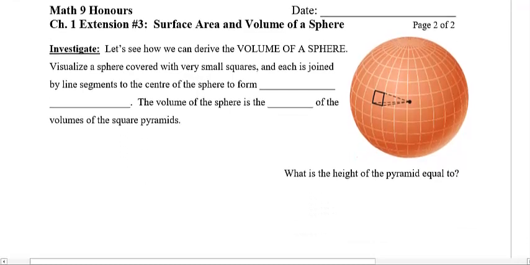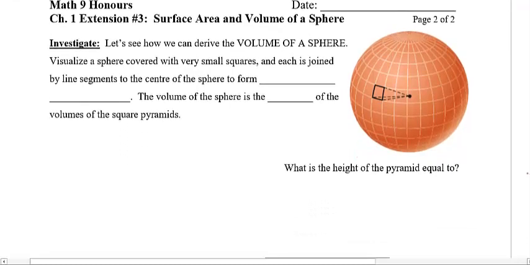Now let's investigate to see how we can figure out the volume formula for a sphere. Okay, this one's a little bit more tricky. I want you to visualize how we can create a volume of a sphere. Take a look at this picture here. Visualize a sphere that's covered with very small squares.